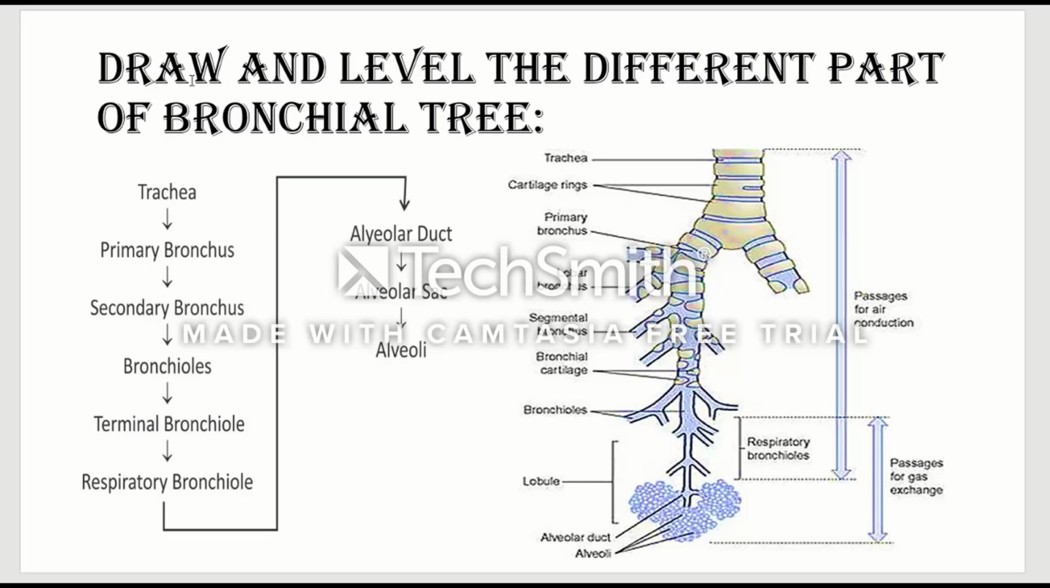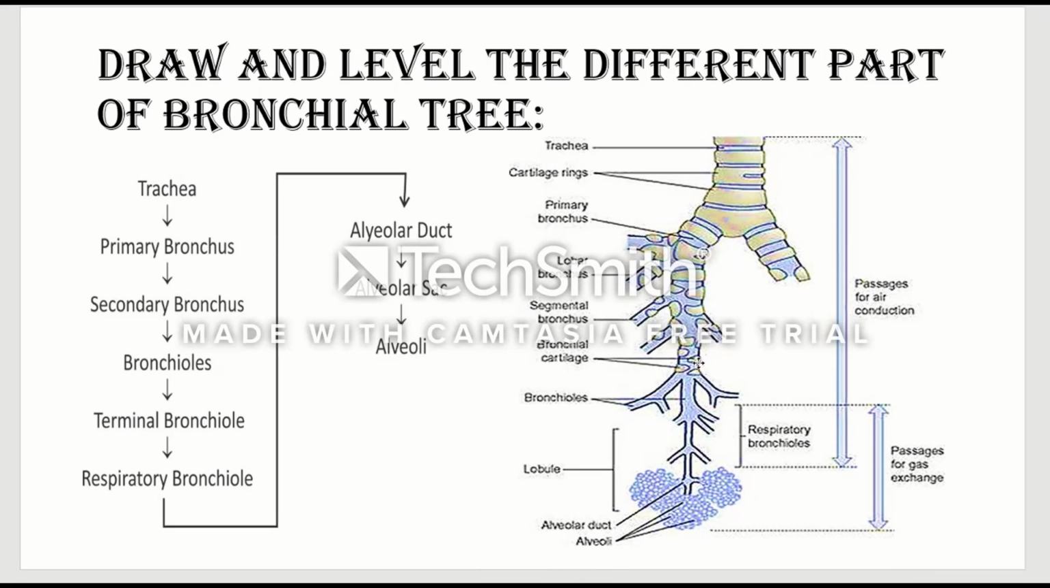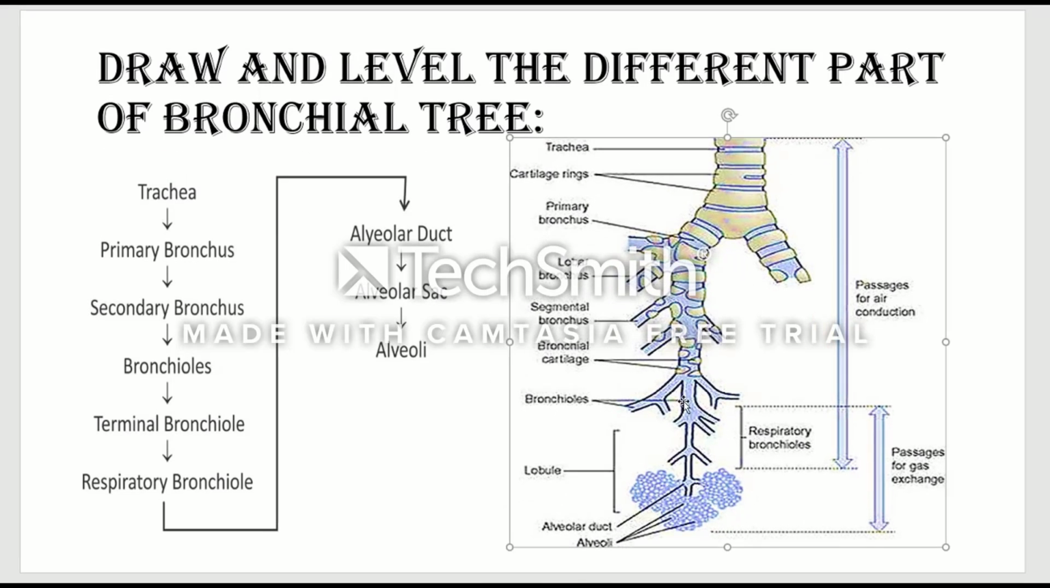Then আমাদের important written question হচ্ছে draw and label the different part of the bronchial tree. দেন আমরা যদি এই ট্রিটা দেখি সেক্ষেত্রে প্রথমে হচ্ছে ট্রাকিয়া, দেন প্রাইমারি ব্রঙ্কাস, দেন লোবার ব্রঙ্কাস, দেন হচ্ছে সেগমেন্টাল ব্রঙ্কাস, দেন ব্রঙ্কিউলস, and then respiratory bronchioles, and this one is the alveolar duct and alveoli. And this figure is perfect for.